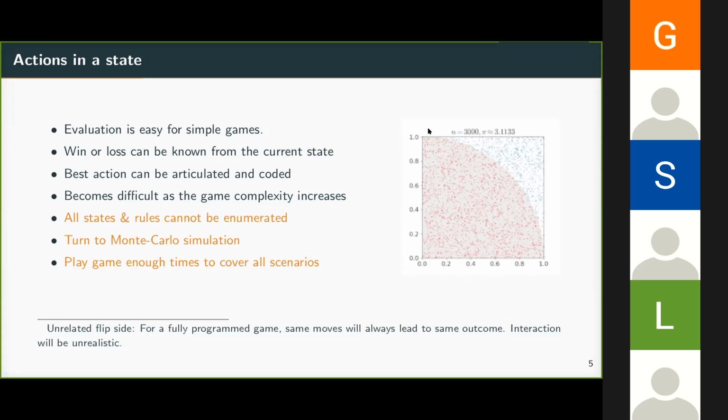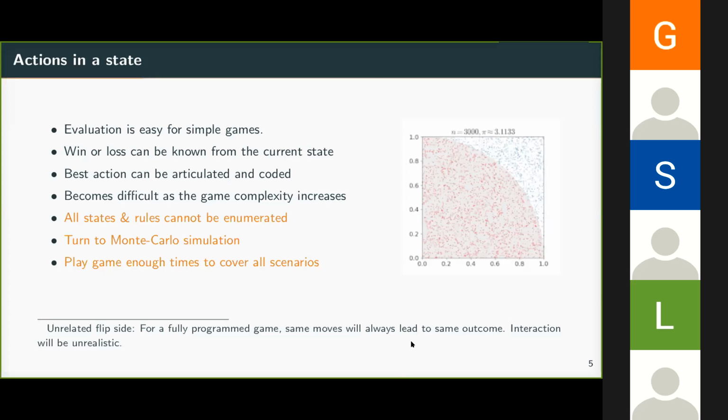So the proportion of dots that fall inside this area, where x comma y are such that x square plus y square is less than or equal to 1. For each x and y, I evaluate the square root of x square plus y square, which is the distance from the origin. If the distance is less than 1, it is inside the circle. If the distance is more than 1, it is outside the circle. That you know anyway. So you evaluate the proportion of points which lie inside the circle to the total points. If you throw 3000 points, you will see that some of them fall inside the circle and some of them fall outside the circle.